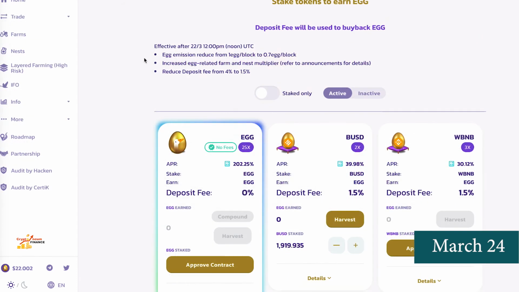And anyways, Goose Finance has also made some updates. Number one is they've reduced the egg emission, and that just means the amount of egg that you will get per block will be a little less. And that is, I think, to make the price stop going down so quickly, because it has really just plummeted in the last few days.